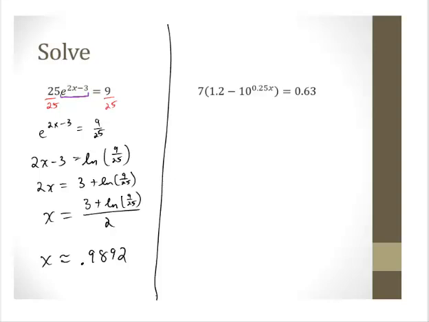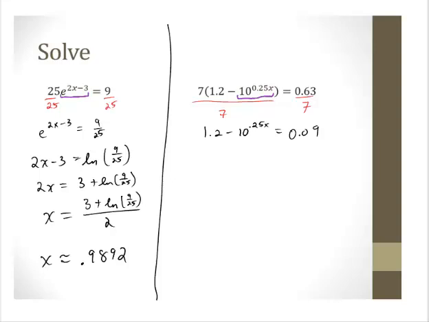Alright, in the second exercise here, 7 times the quantity 1.2 minus 10 to the 0.25x is equal to 0.63. I want to isolate 10 to the 0.25x. Alright, so it's being subtracted from 1.2 and then multiplied by 7 and we get 0.63. So I will first divide by 7. Yielding 1.2 minus 10 to the 0.25x equals, now that's an exact decimal, that's 0.09.